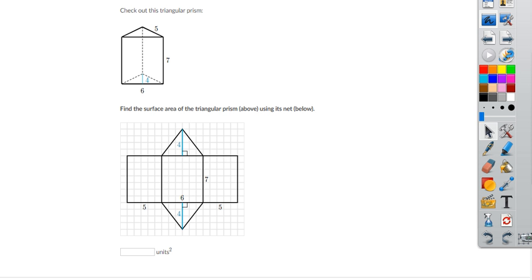So let's check out this triangular prism here. They ask you to find the surface area of the triangular prism using its net. All right, well, what I see is I do have a triangular prism here, no problem. And so when you break it open, it's going to look like this. You're going to see three rectangles and a triangle to represent the bases. So there are two triangles, one on the top and one on the bottom, will be here and here.